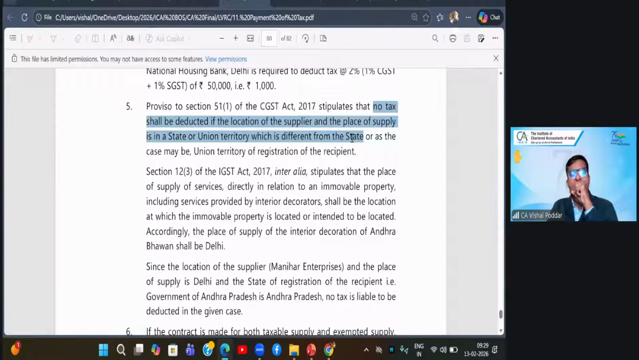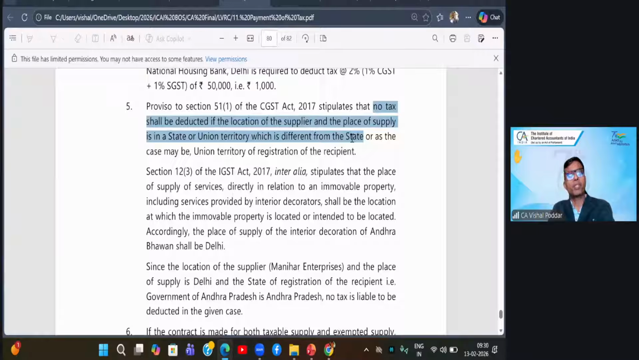Section 12(3) of the IGST Act 2017 inter alia stipulates that the place of supply of services directly in relation to an immovable property, including services provided by interior decorators, shall be the location at which the immovable property is located or intended to be located. Accordingly, the place of supply of the interior decoration of Andhra Bhavan shall be Delhi, since the Andhra government wants Andhra Bhavan to be constructed in Delhi. Now, in this particular case, if you remember, the supplier is of Delhi, and because it is a construction of immovable property, the place of supply will be the location, which is Delhi only.